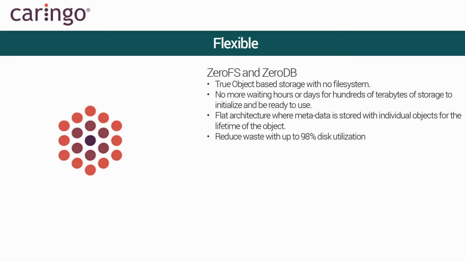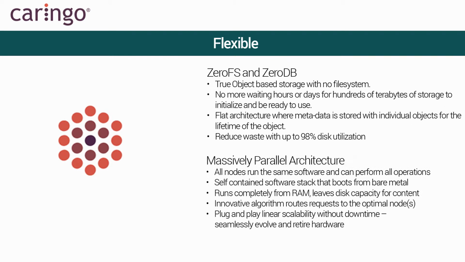Caringo Swarm uses true object-based storage with no file system. You won't have to wait for hours or days for hundreds of terabytes of storage to initialize and be ready to use. It features a flat architecture where metadata is stored with the individual objects for the lifetime of the object and can reduce waste with up to 98% disk utilization. This parallel architecture allows for all nodes to run the same software and provides the ability to perform all operations. The self-contained software stack boots from bare metal and runs completely from RAM, leaving disk capacity for content.